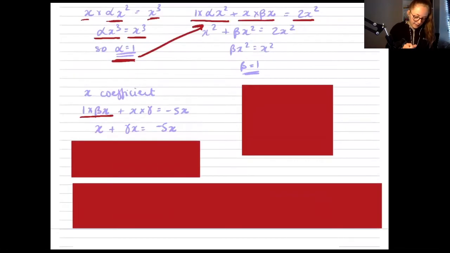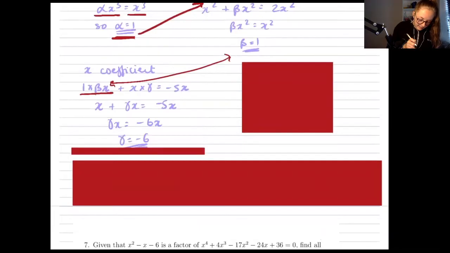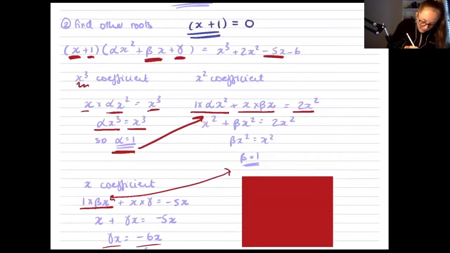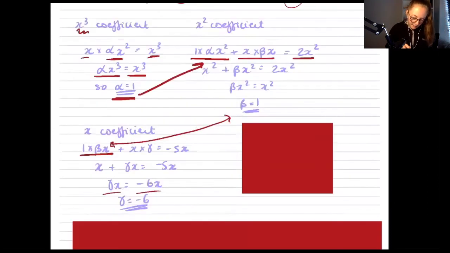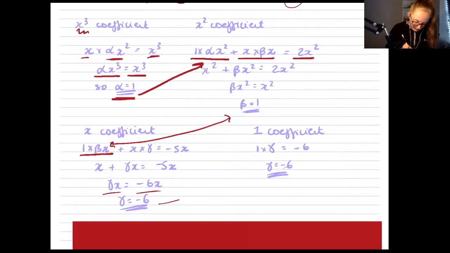Then again, we can stick in what we know. We knew that beta was 1 from the previous coefficient. And then we can rearrange this to get that gamma is equal to minus 6. And if we just check with the x to the power of 0 coefficient, well, the only thing that's going to make an x naught on this side is this times this. And then our x naught on this side is minus 6. So 1 times gamma is equal to minus 6. So we can see we have the same answer here.